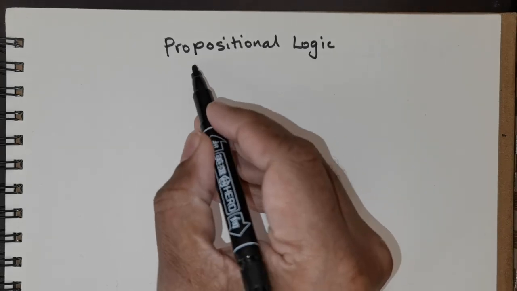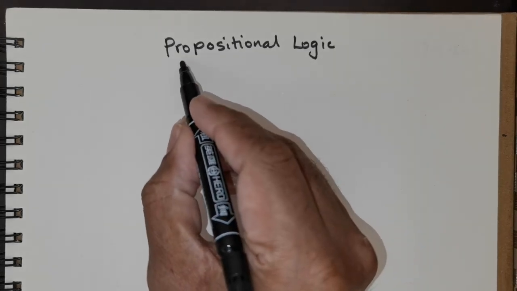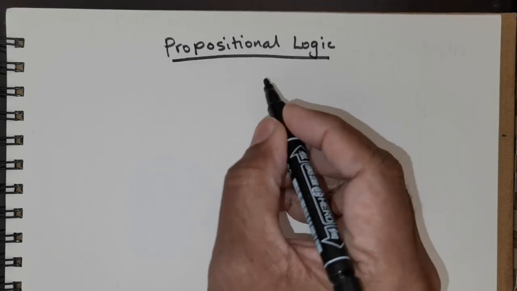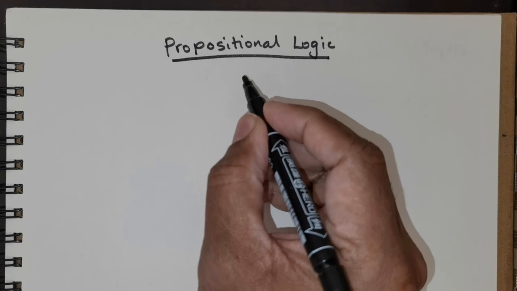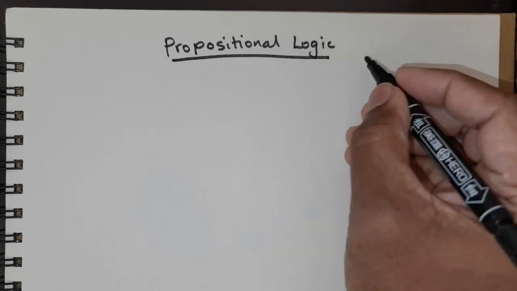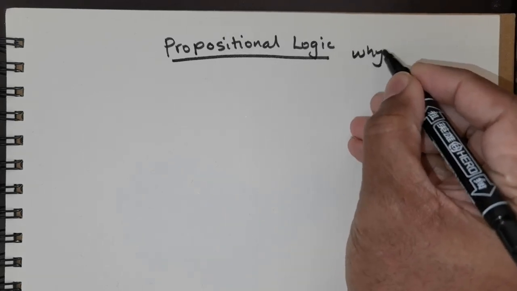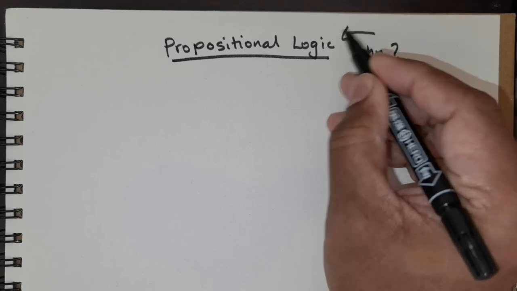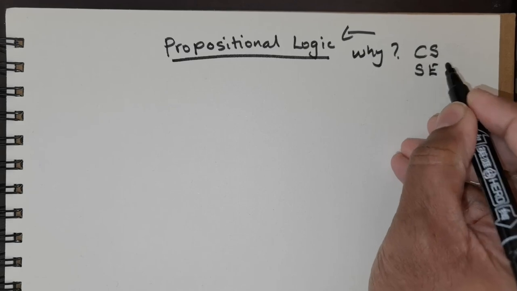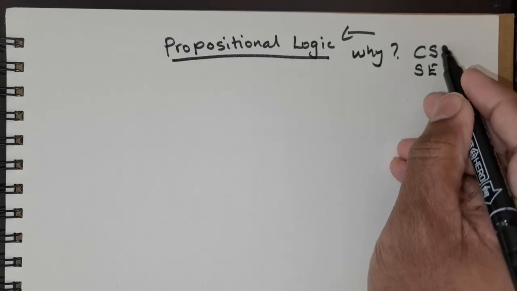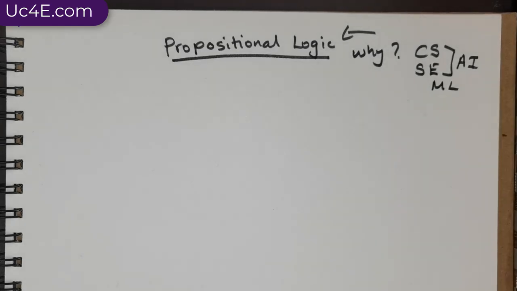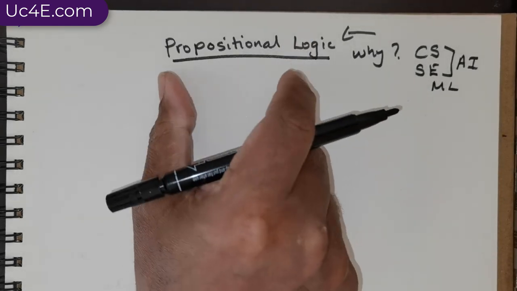Welcome everybody. In this class we will start off with this topic called propositional logic. Now foremost, before you start learning about this particular concept, it becomes imperative to understand why you need to study this if you are into computer science, software engineering, and courses related to AI, machine learning, and so on. Why is it imperative that you need to know this?